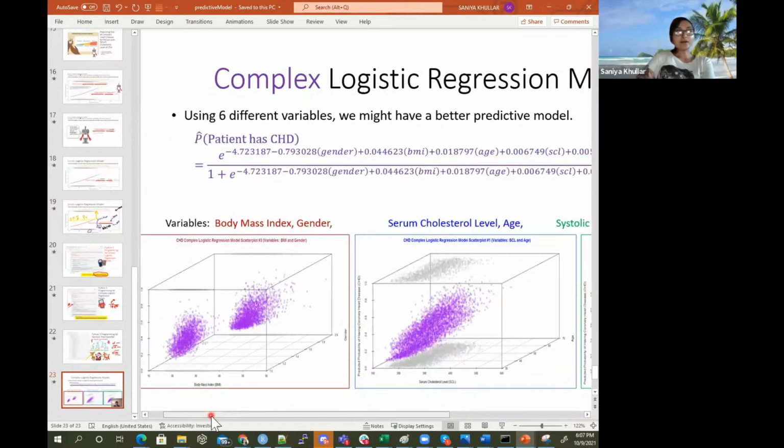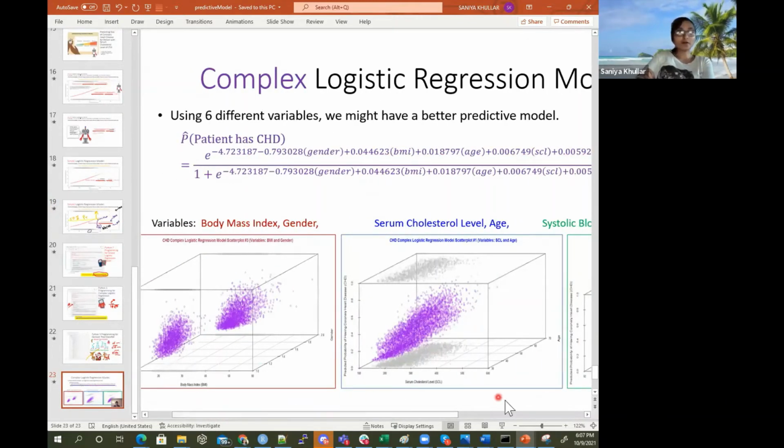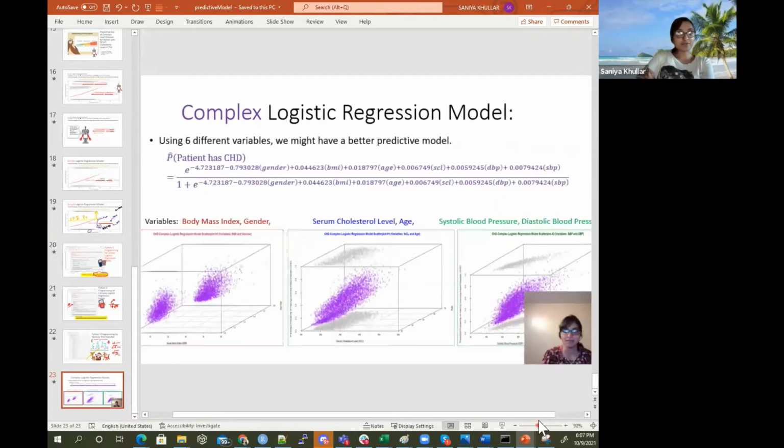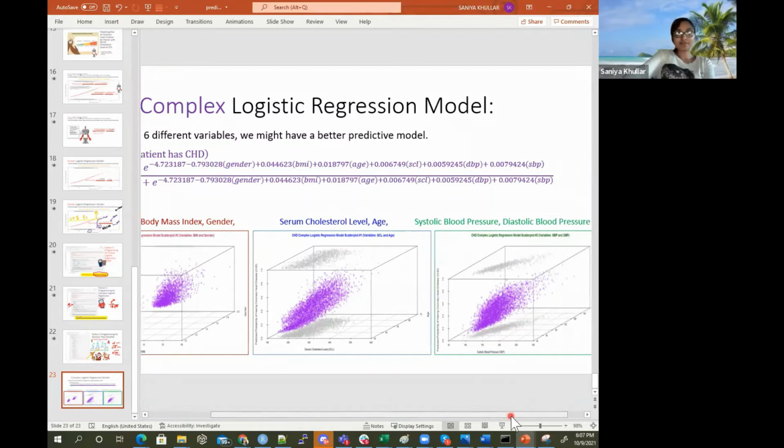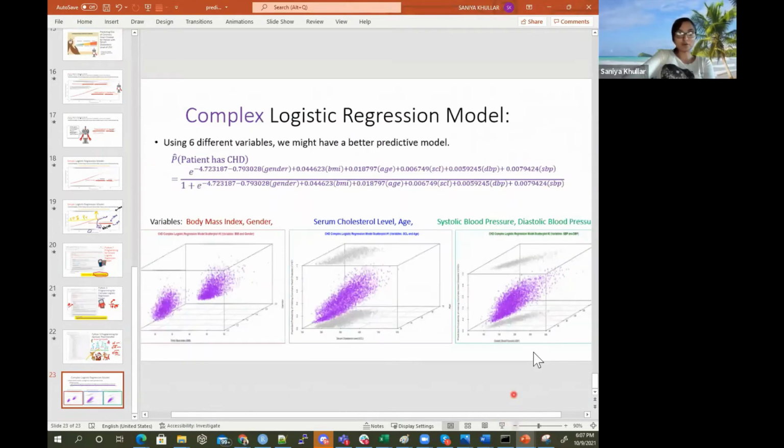I can have a model where maybe I want to include all 6 variables. For instance, I want to include body mass index, gender, serum cholesterol level, age, systolic blood pressure, diastolic blood pressure. Do you see? I can try to incorporate all of those. I can't really visualize the model anymore because now I have so many variables there that it's hard for me to visualize all of them.